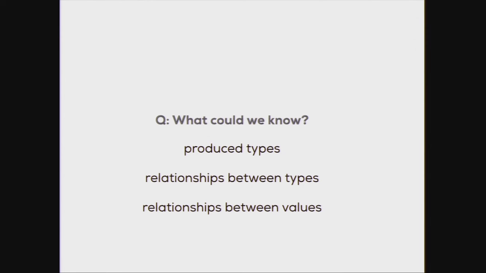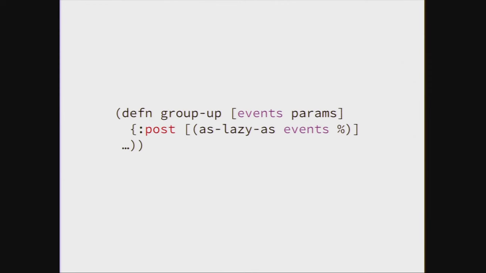Okay, so one more thing that I wish we could know is relationships between the return values and the input values at the value level. That was at the type level. And this exists already in Clojure as post conditions, so I can add a post condition to this function that the return value is just as lazy as the input. So if it wasn't realized coming in, it's not fully realized on the way out. I would love to be able to say that.